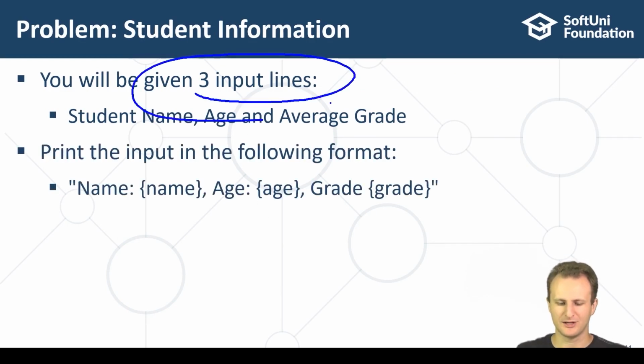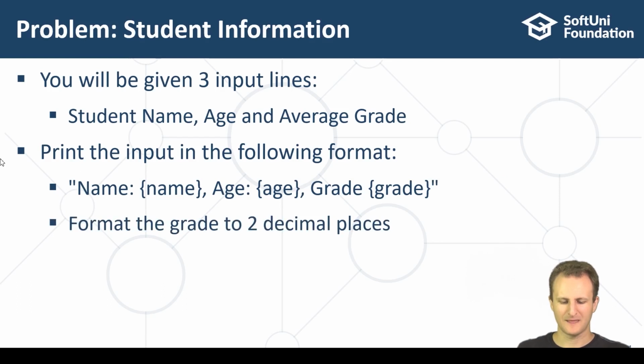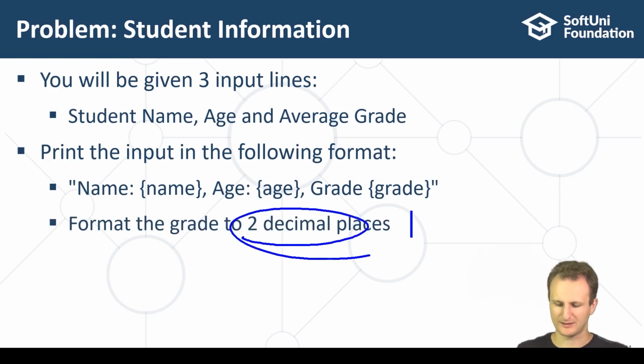Okay, so we have a task here and we'll do it briefly. We will have 3 input lines entered, a student name, an age, and an average grade, and we need to print it in this format. Okay, and we want the grade to be printed to 2 decimal places, meaning that we would need what?